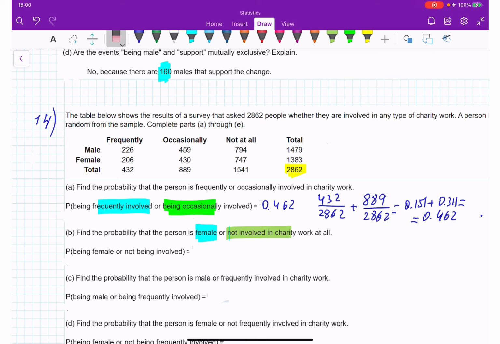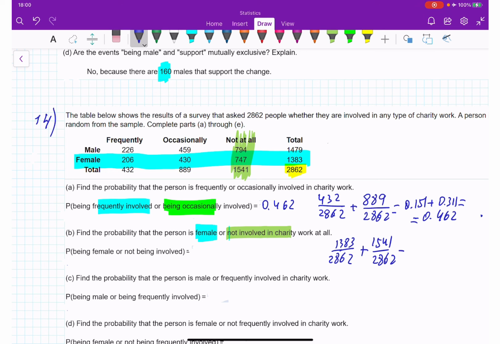Where is our female? Here it is. Horizontally, 1383. So we are going to have 1383 over 2862 plus not involved in charity, this one, 1541. Plus 1541 over 2862 and minus, we're overlapping, minus 747 over 2862. If you solve it, it's going to be 0.761.